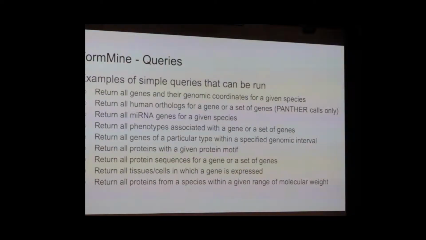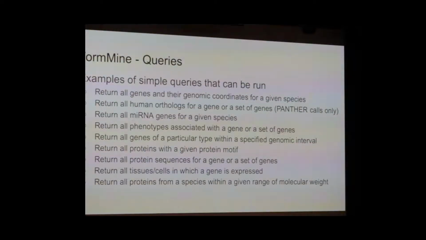So what can you do? You can return all of the genes and their genomic coordinates for a given species. You can return all the human orthologs for a gene or a set of genes. I just want to point out that this is using Panther calls only, so if you come to the WormBase website and you see orthology or paralogy calls made using other algorithms besides Panther, you won't see those in WormMine, just as a heads up.